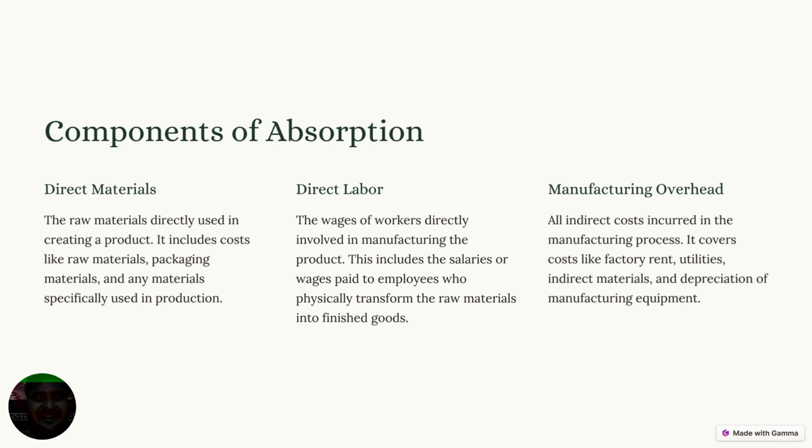The second component is direct labor. Direct labor is basically the wages of workers involved in manufacturing products. It includes salaries and wages paid to employees for the physical transformation of raw material into finished goods.